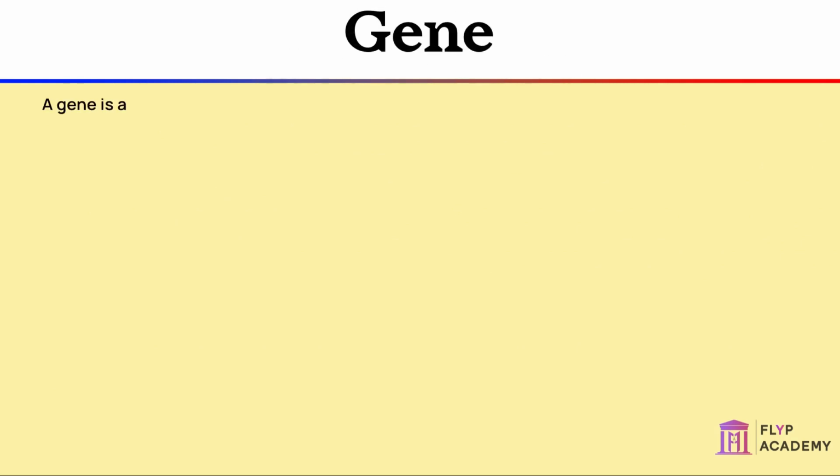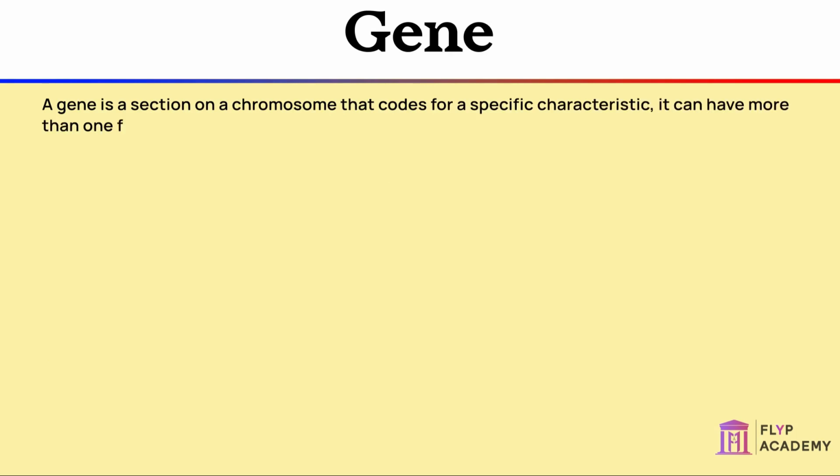A gene is a section on a chromosome that codes for a specific characteristic. It can have more than one form, and these are called alleles. For example, the gene for fur colour in mice could have several forms, such as an allele for white fur and an allele for black fur. Most characteristics are controlled by a complicated interaction of several genes, but some are controlled by a single gene.